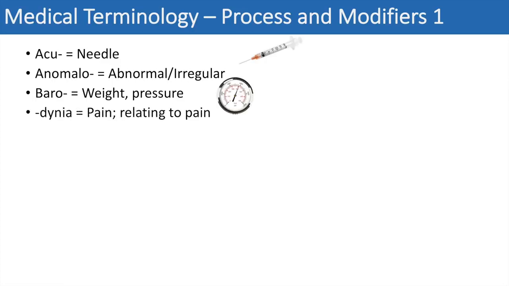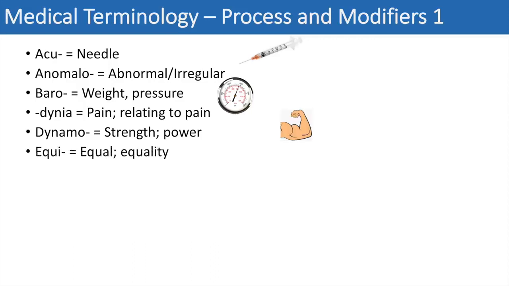The next one is dynia. This means pain or relating to pain. So you don't hear this one too often, but you can think of allodynia. The next one is dynamo. This is maybe more familiar to many people. This one means strength or power, so dynamic.